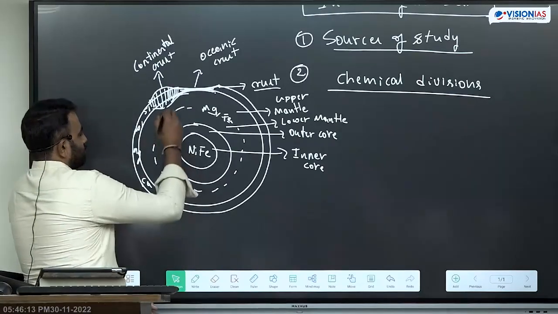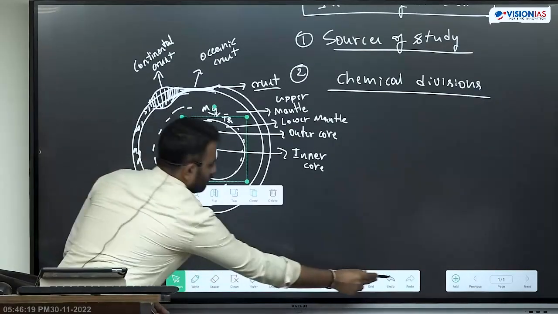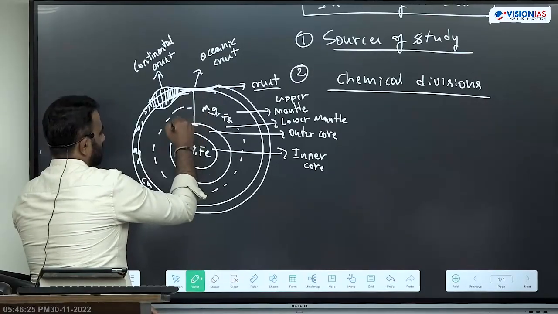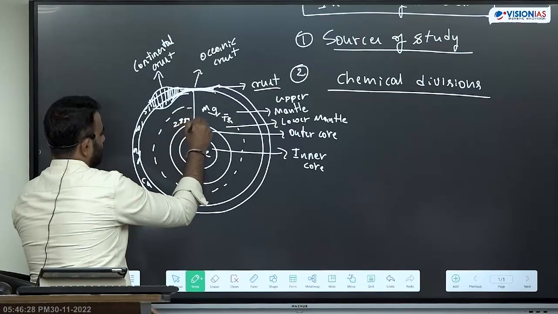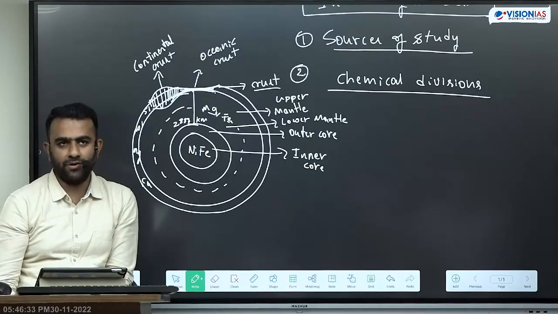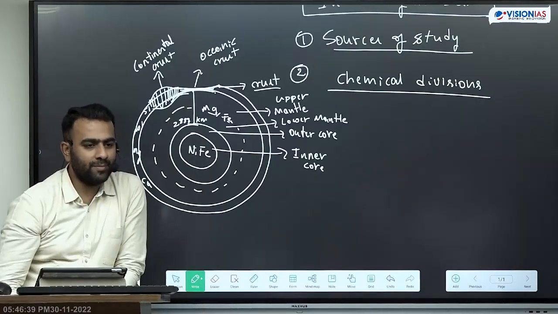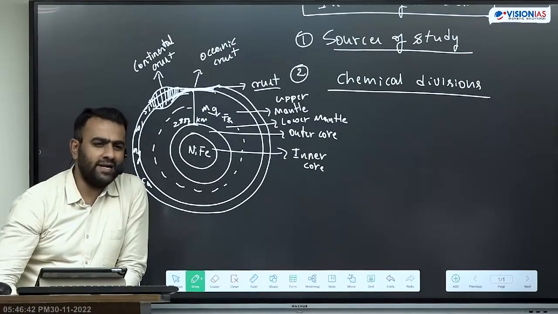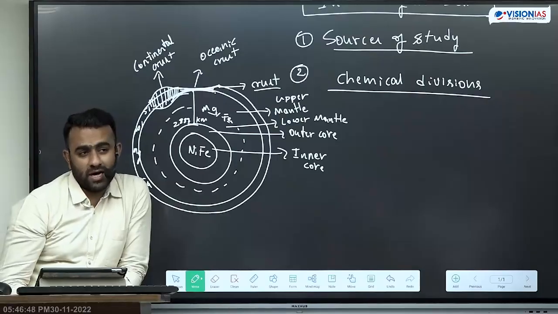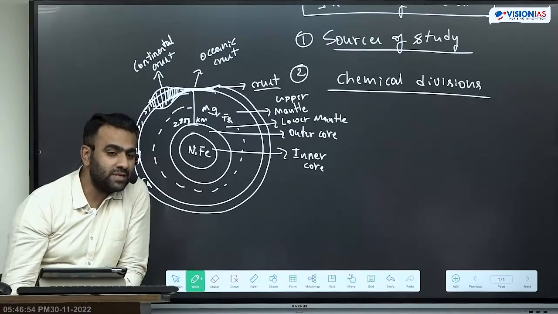Mantle extends from the edge of the crust up to a depth of, up to what depth? 2,888 kilometers. Okay, 2,888 kilometers, easy to remember. It is divided into the upper mantle and lower mantle. The major difference is slightly density. Lower mantle is higher in density. And by volume, this is the largest. It covers 83% of the Earth.